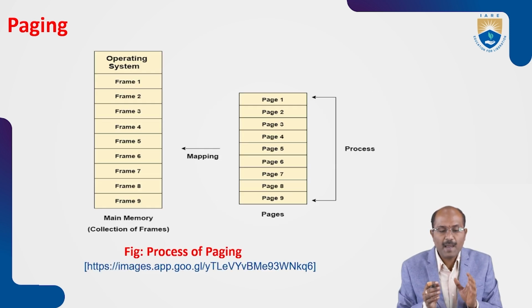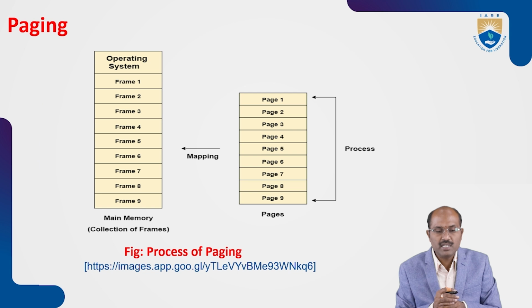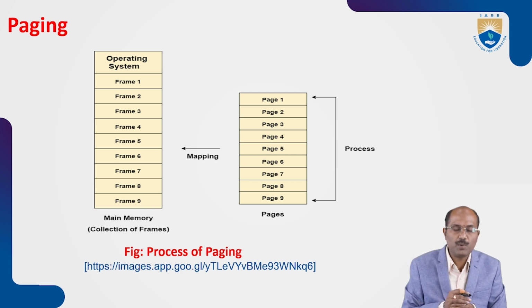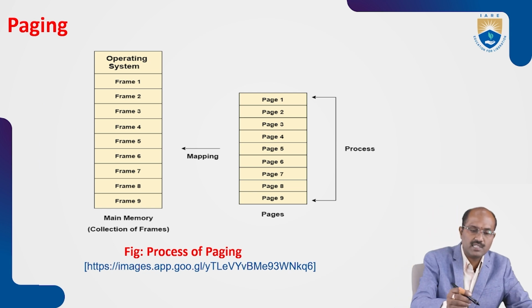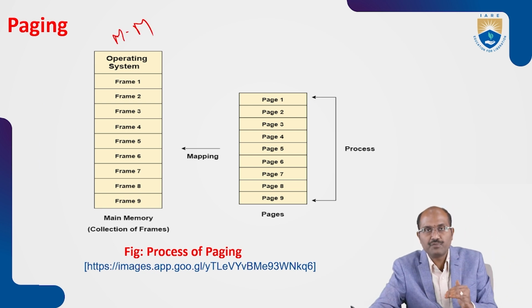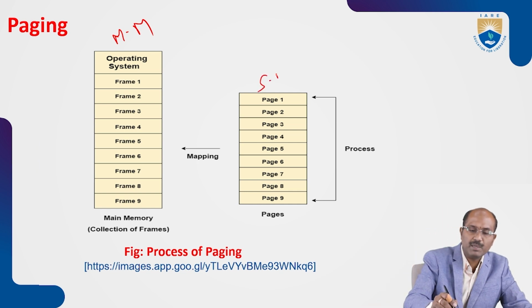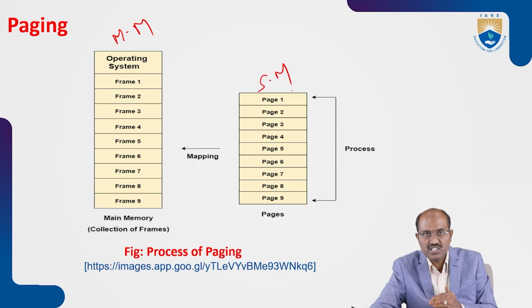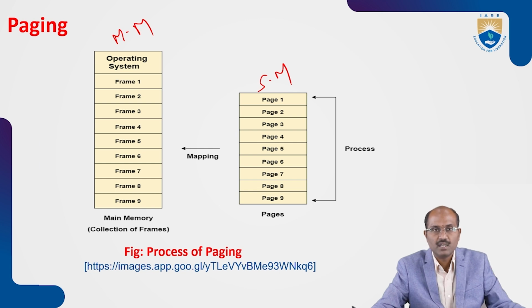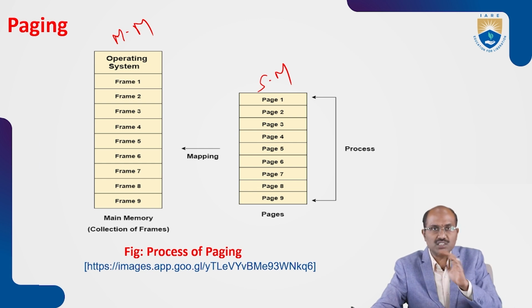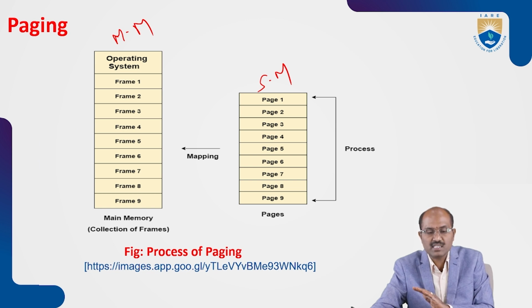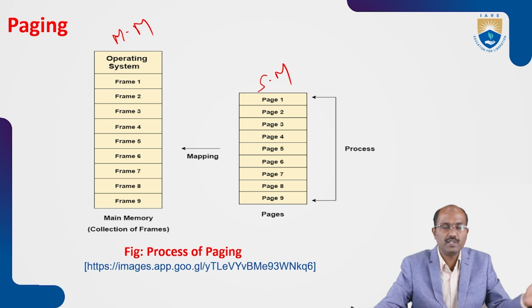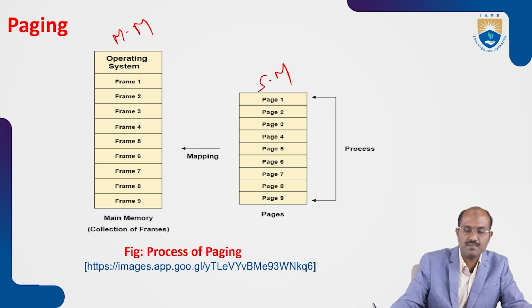Here, there is a mapping. The main memory is divided into a number of partitions called frames. This is the main memory. The secondary memory is divided into a number of partitions called pages. In the process of paging, the pages from the secondary memory can be mapped to the primary memory, where they become frames.